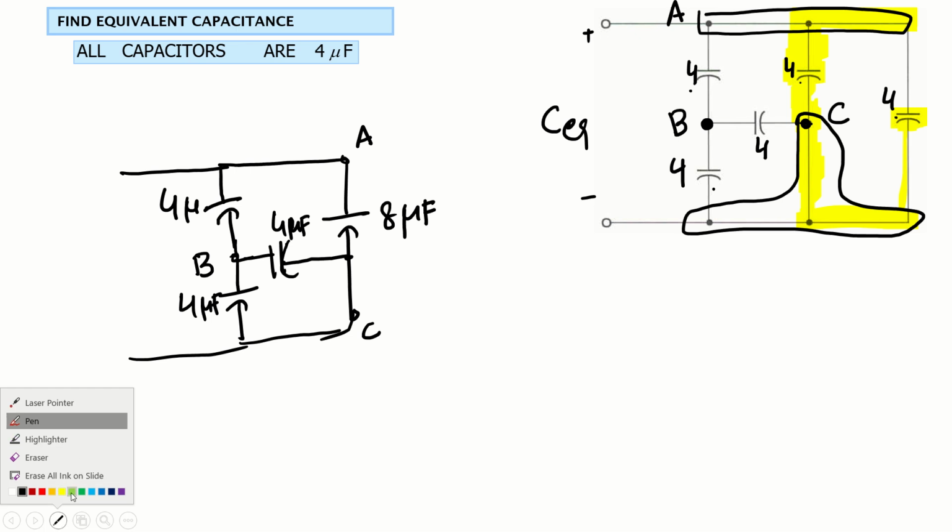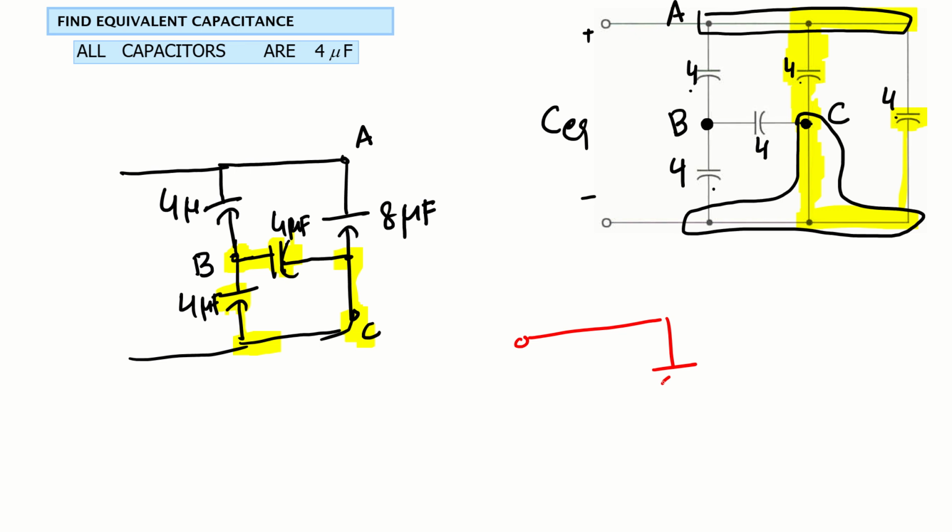Now what is the next thing you can notice here, which will be in parallel or series? If you look at the nodes, this capacitor is connected at node B and the second end is node C. This capacitor is also connected at node B and the second end is node C. So they are also in parallel, right? So this 4 and this 4 will become 8 again. If I redraw this circuit to the next step, I have the last one, 8 microfarad.